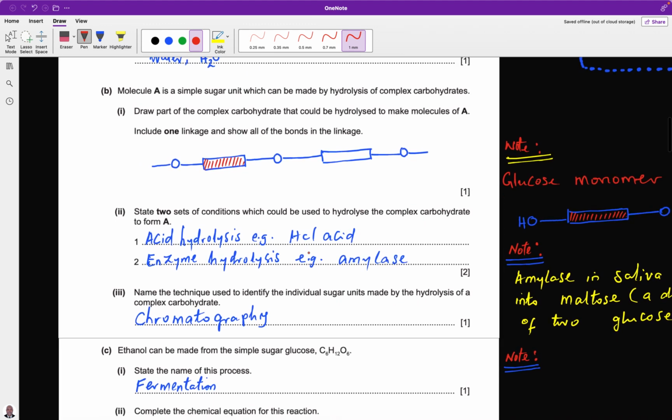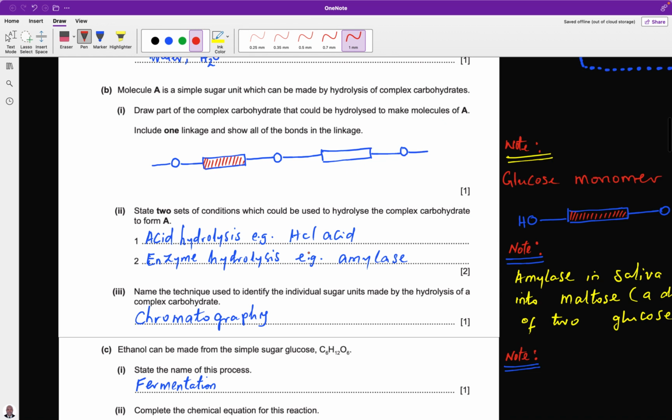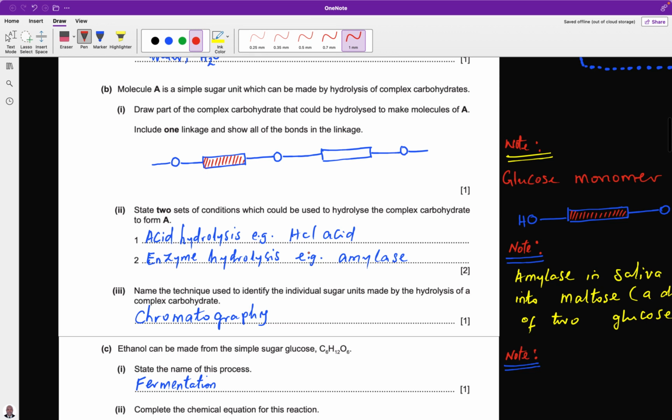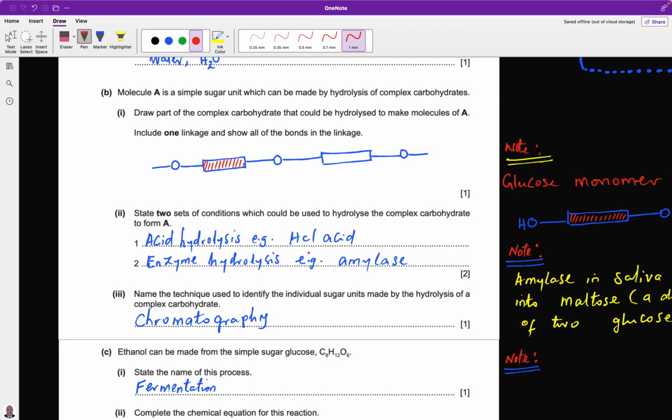Okay. Now, state 2 sets of conditions which could be used to hydrolyze the complex carbohydrate to form molecule A. To hydrolyze a carbohydrate like this one, a carbohydrate is a sugar molecule that can be hydrolyzed. There are 2 ways. Either you use what we call acid hydrolysis, for example, hydrochloric acid, or you can use enzyme hydrolysis.